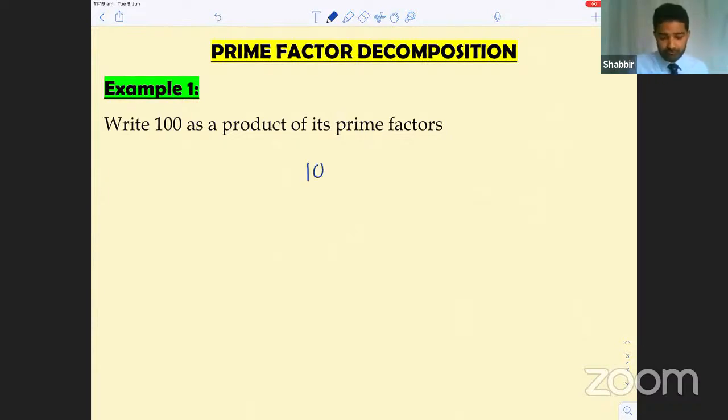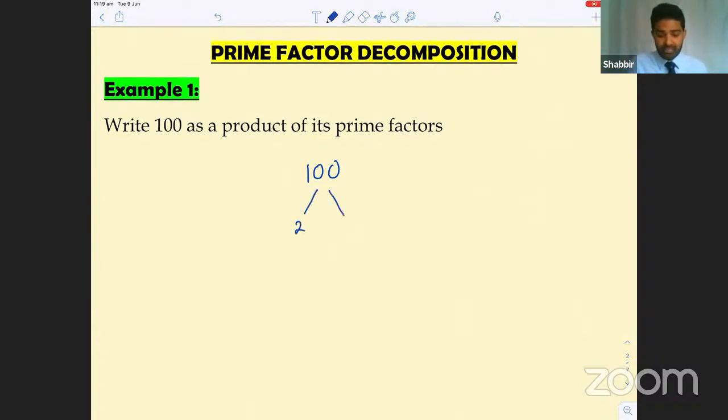So 100. What I'm going to do is think of 2 numbers that multiply together to make 100. It can be any 2 numbers. I'm just going to go for 2 times 50.